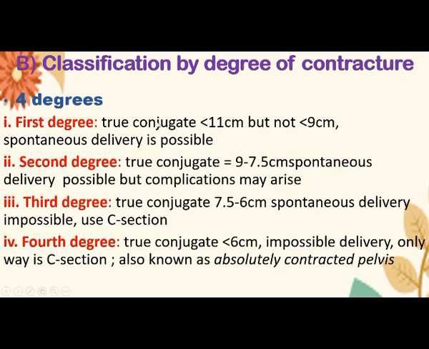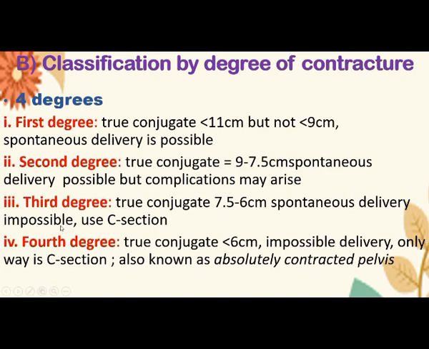First degree, true conjugate will be less than 11 cm but not less than 9 cm. Then spontaneous deliveries will be possible. But in second degree, true conjugate is 9 to 7.5 cm. Spontaneous delivery is possible, but some complications may arise. In third degree, true conjugate will be from 7.5 to 6 cm. So spontaneous delivery is impossible.